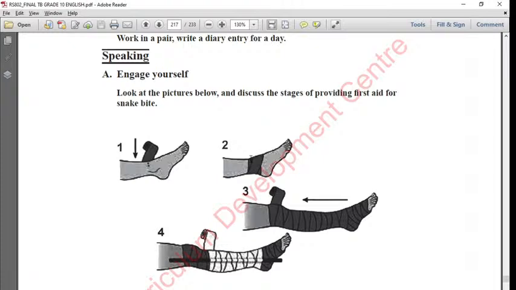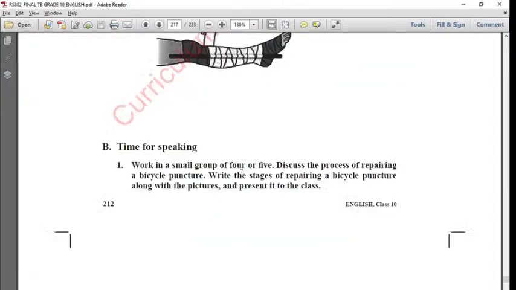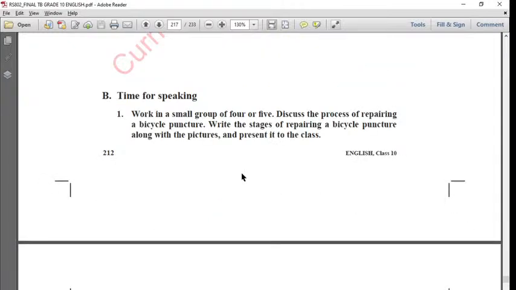Time for speaking. Work in a small group of five. Discuss the process of repairing a bicycle puncture. Write the stages of repairing a bicycle puncture along with the picture and present it to the class.